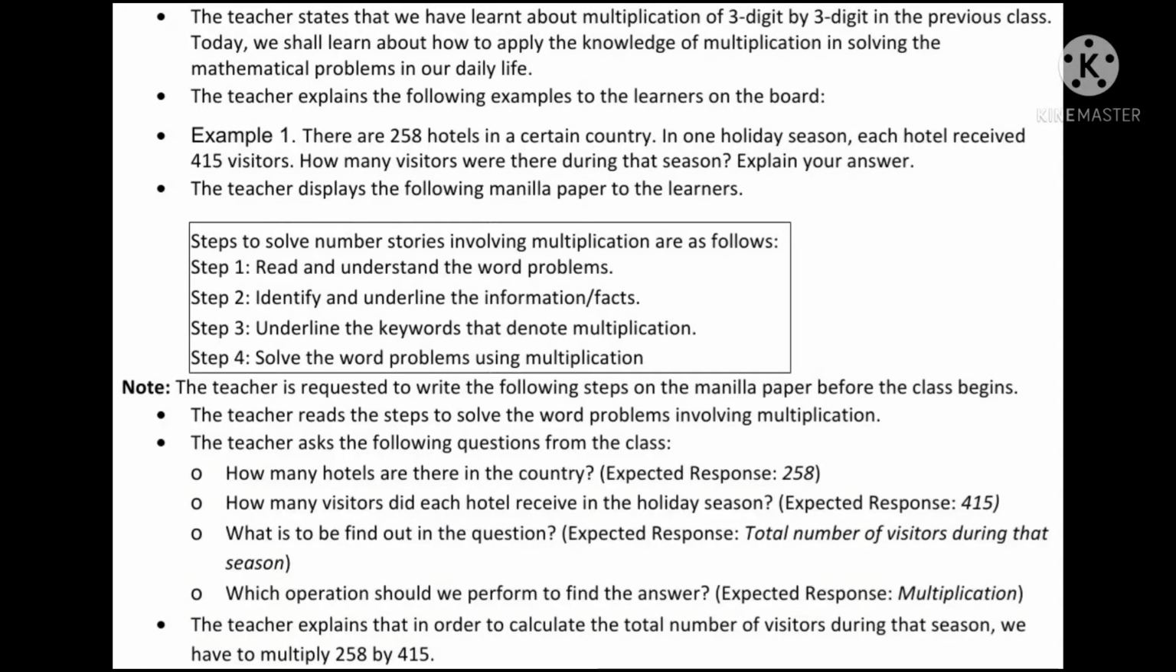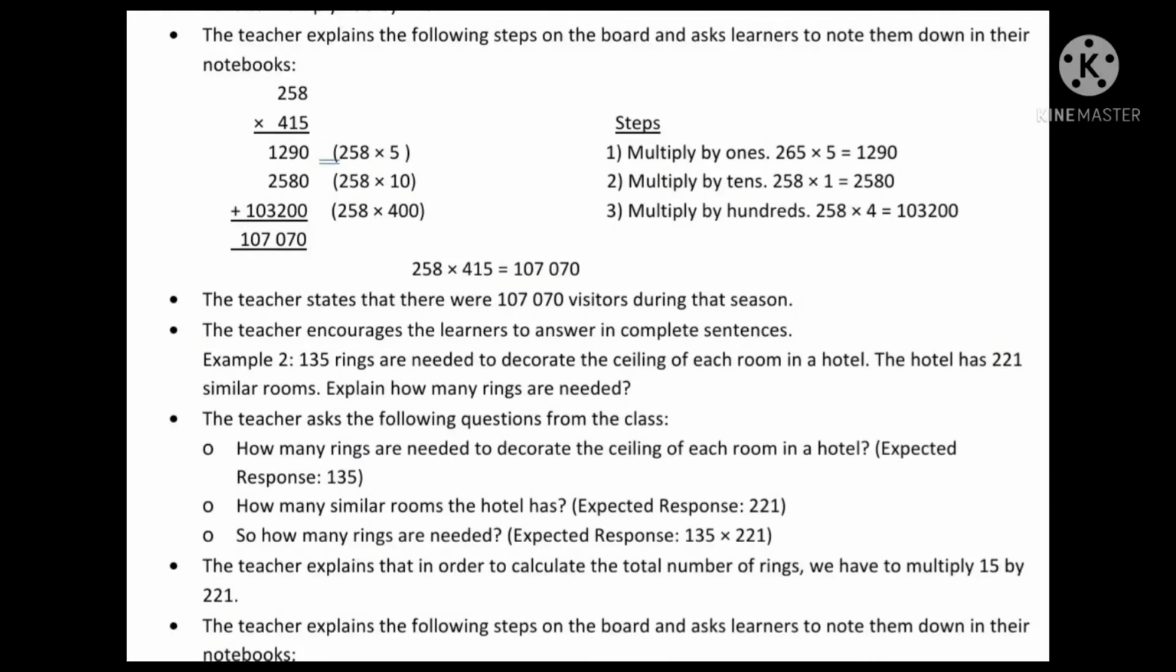The first row gives 1290, the second row gives 2580, and the third, as you can see, 1,03,200. On adding the three rows, we get the final answer 1,07,070. Okay, so the first step was to multiply the ones, that is 258 into 5. Then second step was to multiply by tens, that is 258 into 1. And the third step was to multiply by hundreds, that is 258 into 4.